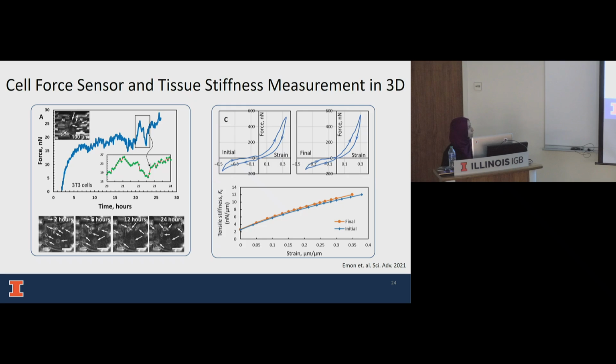This is the data for the experiments. These are 3T3 fibroblast cells. You can see the time evolution of the force data as cells pull on them, and we also have higher resolution in that evolution of force. And here we have the force versus strain curve. When we apply the strain, we can measure the force, as I showed before. From that, we can measure the stiffness of the tissue for different time points, with different strains.